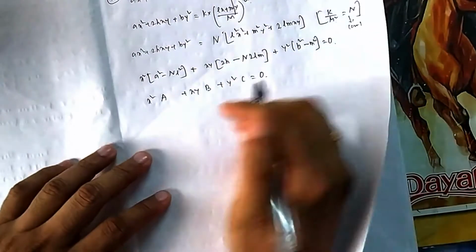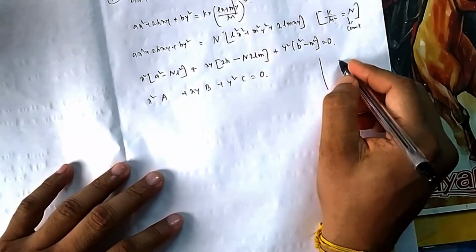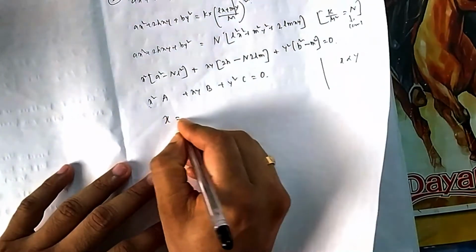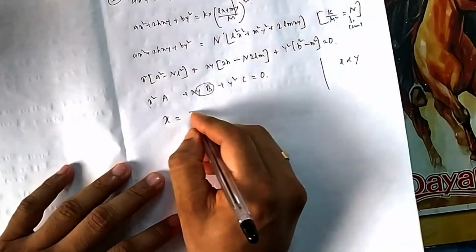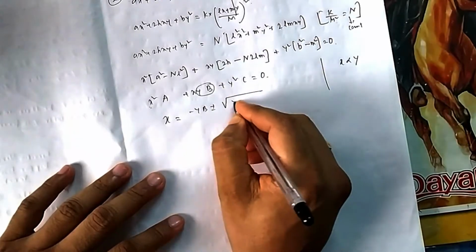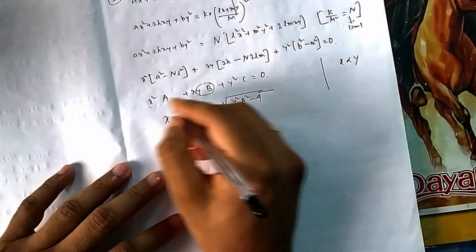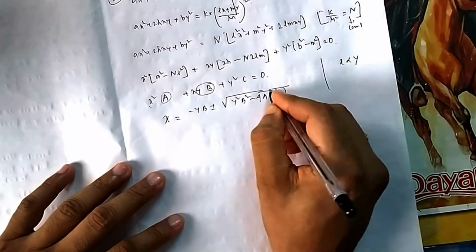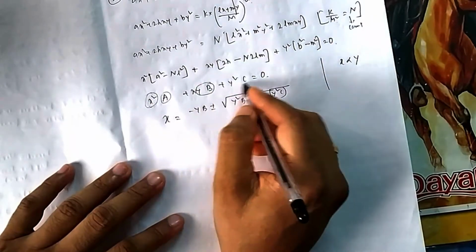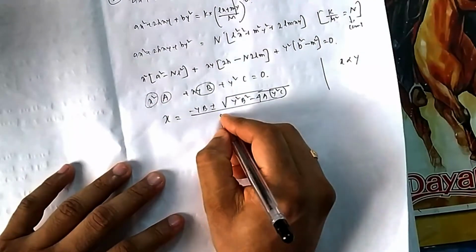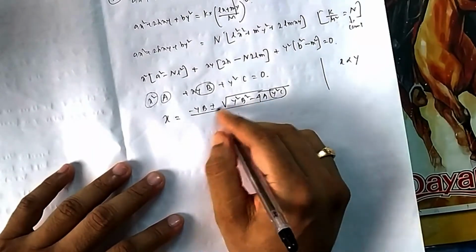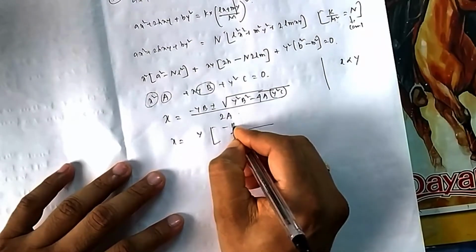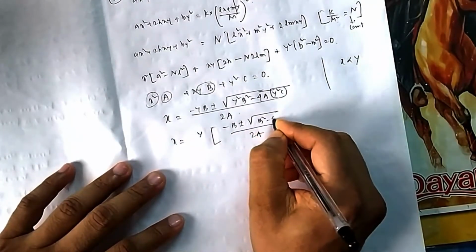Because you need to prove x is proportional to y, you have to find a relation between x and y. Because it is a quadratic in x, you can consider x equal to minus B, where the coefficient of x is this one, minus yB plus or minus the square root of (B square minus 4 into A, this one, and C, this one, y square C), because you are taking the quadratic in x, so everything else is constant, the coefficient for you. So 2 into A. Now you can take y out. If you take y out, then it will be (minus B plus or minus the square root of (B square minus 4AC)) by 2A.